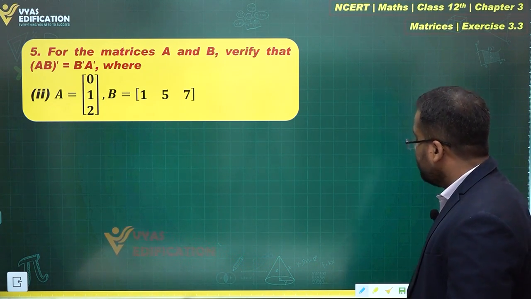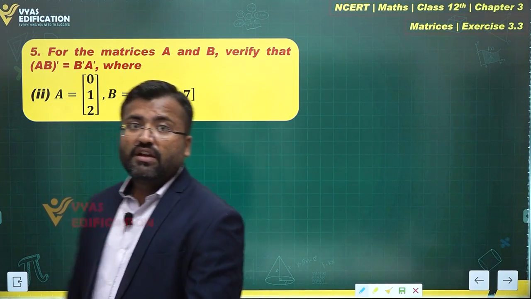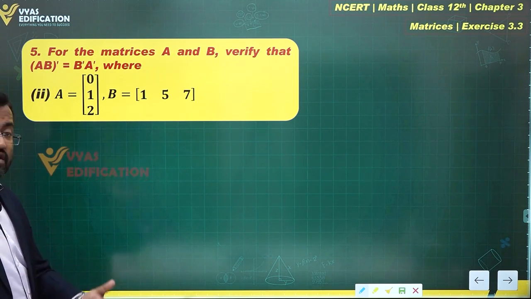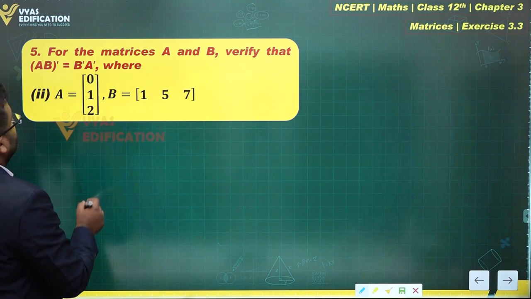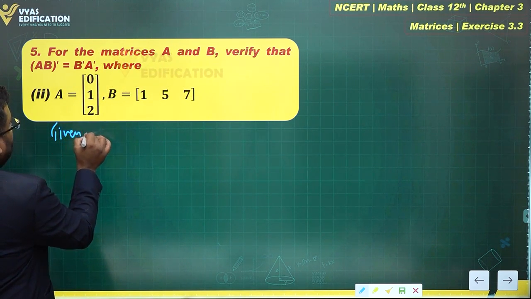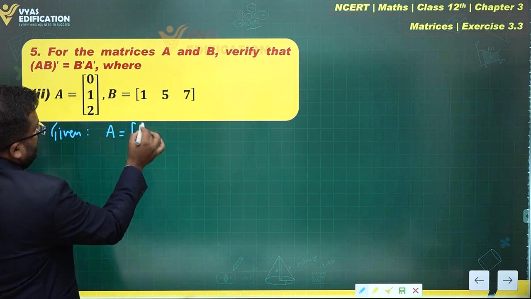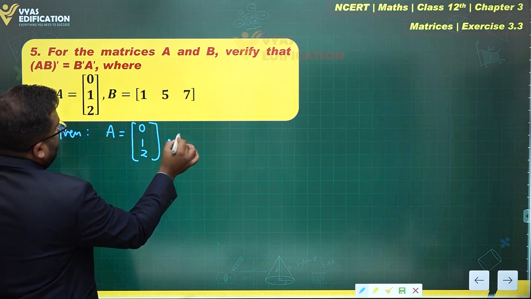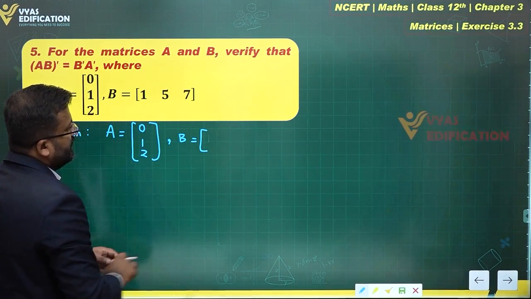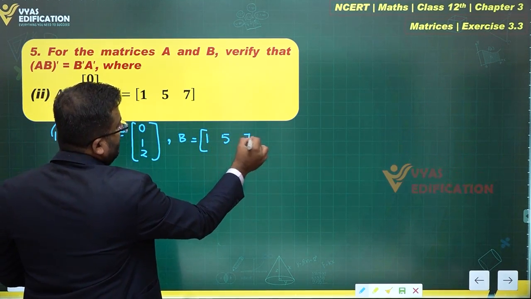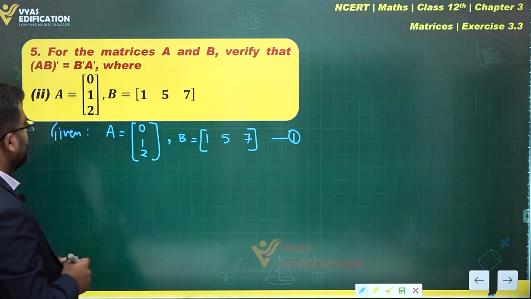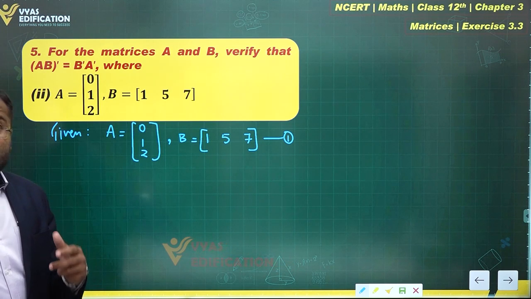So matrices A and B are given to us, and using these matrices we'll first find the product AB, then take its transpose. So let's do it. What we have over here is given A equals [0, 1, 2], B equals [1, 5, 7]. Let's call this statement 1. Given these two matrices, we are supposed to find the product AB.